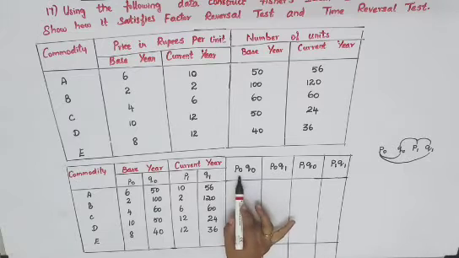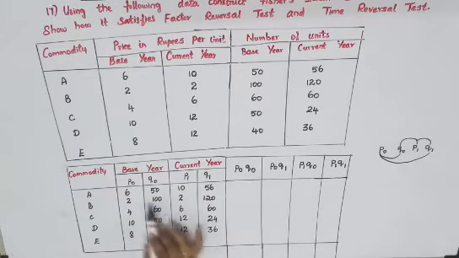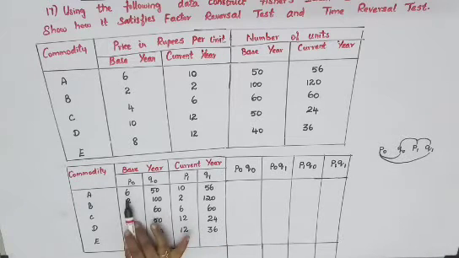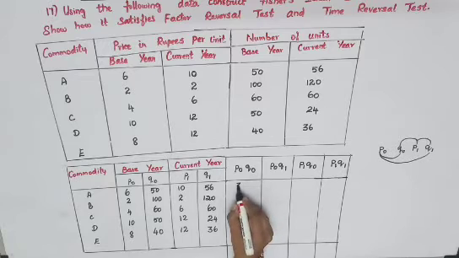So the first column is P naught Q naught, you have to multiply. P naught is your first column and your second column is Q naught. So these two you have to multiply. So 6 into 50 you get 300.